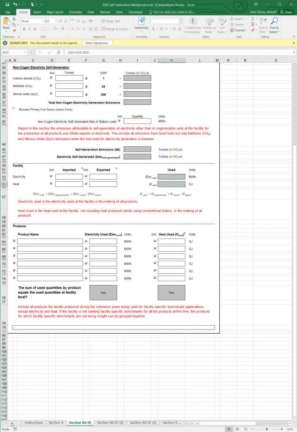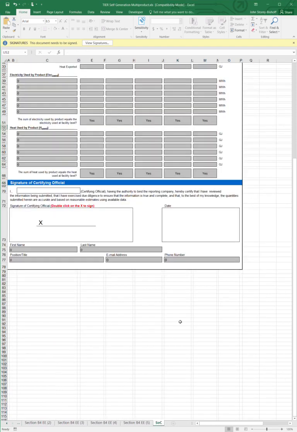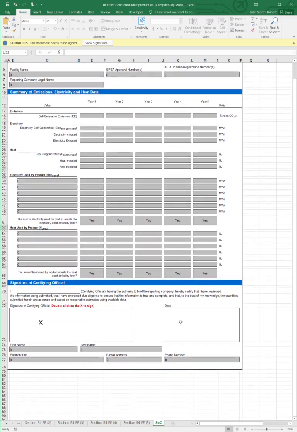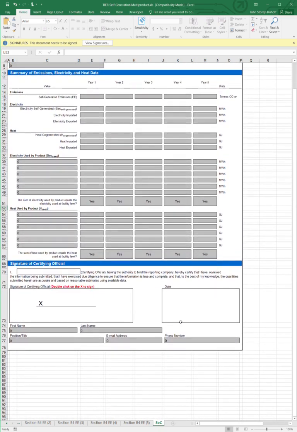The final tab, called Statement of Certification, should be signed electronically within Excel. To do this, the certifying official will need to set up a certificate. This can be done at no cost through Windows. Double-click on the X within the signature box. A dialog will appear.